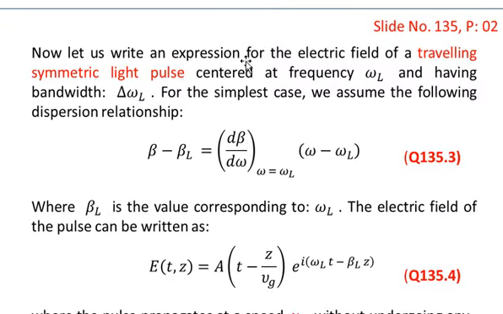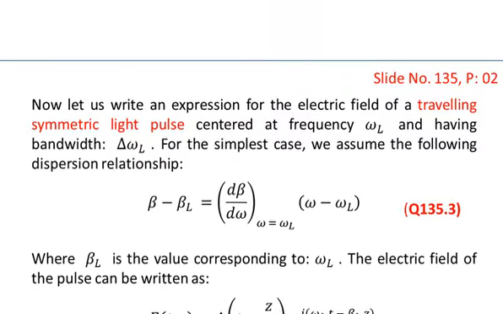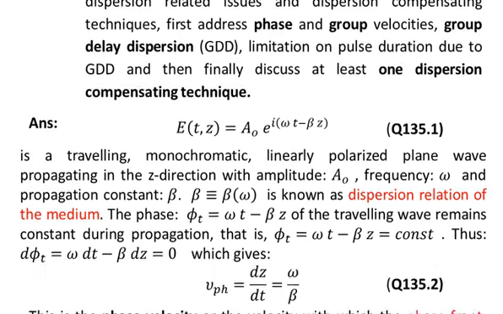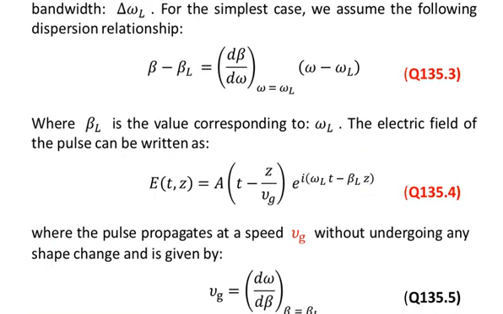Now let's write an expression for the electric field of a traveling symmetric light pulse. Before that, we have written the electric field of a traveling wave as given in equation number 1. This is the electric field corresponding to a traveling wave. But now we want to write down the electric field corresponding to a pulse of light.